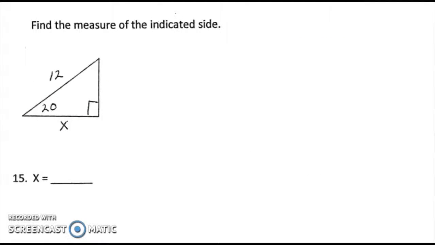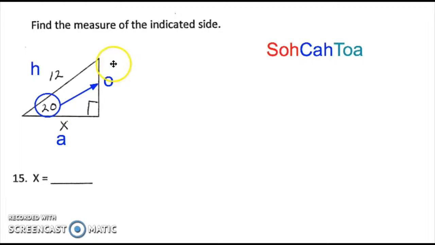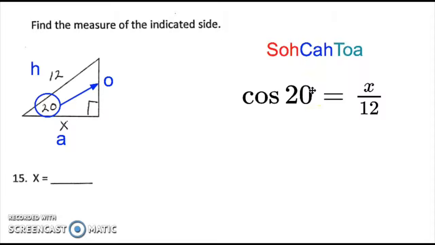Number 15, you're looking for this side here, so we circle the angle of 20, draw the arrow across, and that side is opposite. The side across from the 90-degree angle is the hypotenuse, and the third side is going to be adjacent, that's next to. So SOHCAHTOA, we have A and H being what we're looking for and what we're given, so we're going to use cosine. So cosine of 20 equals x over 12.